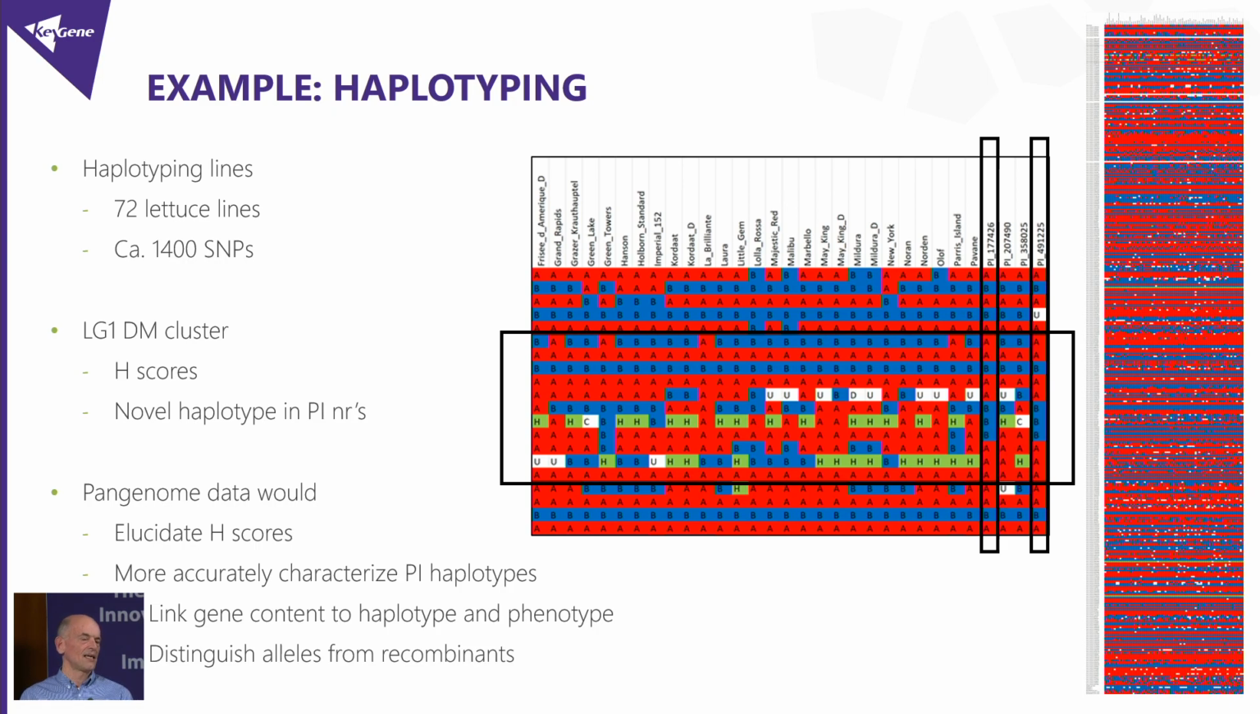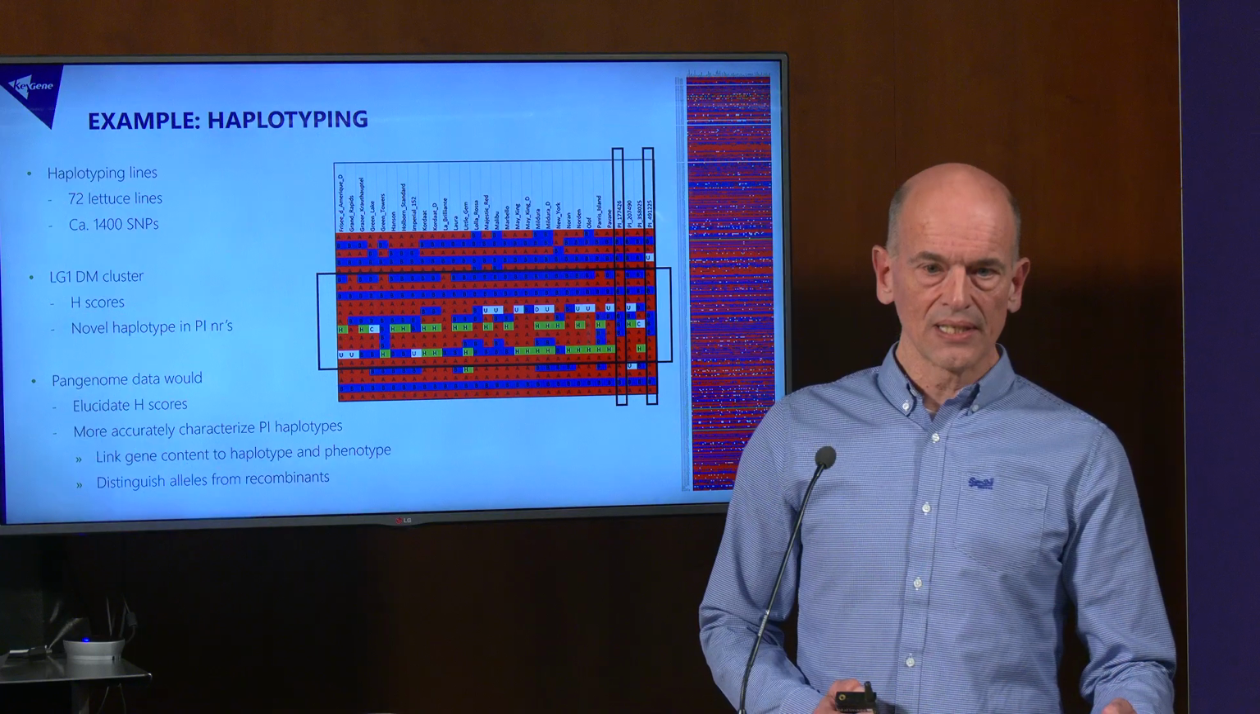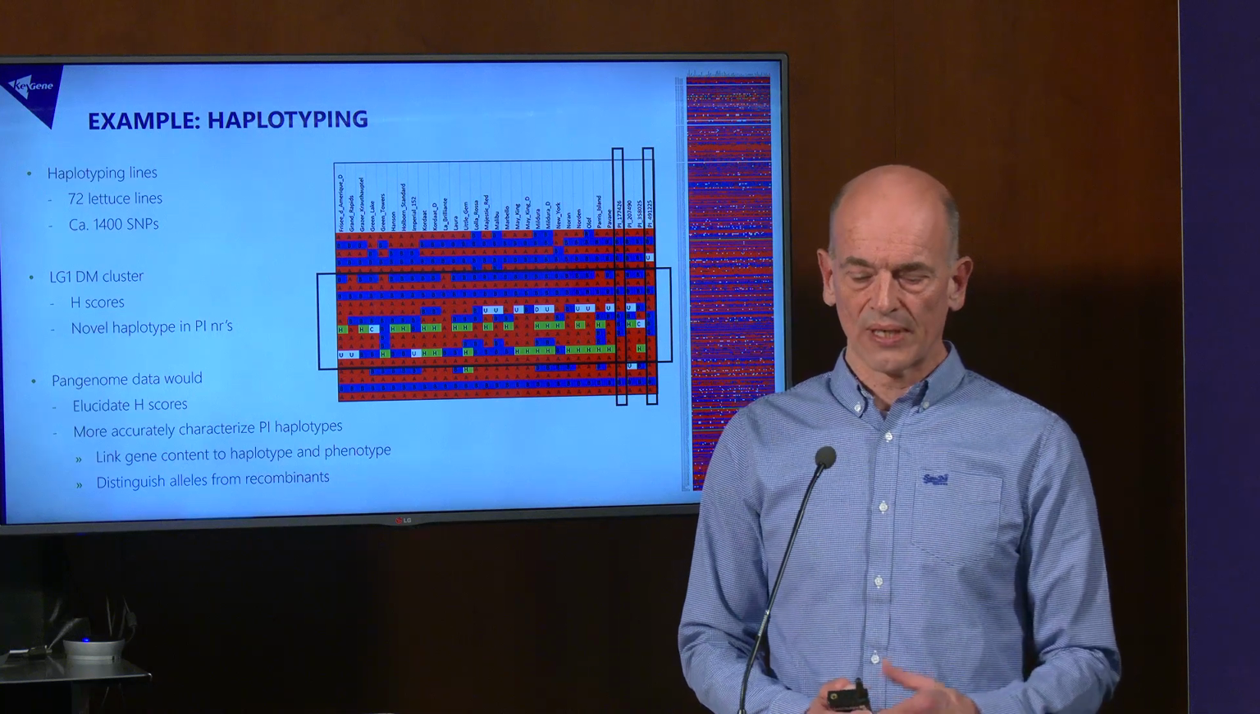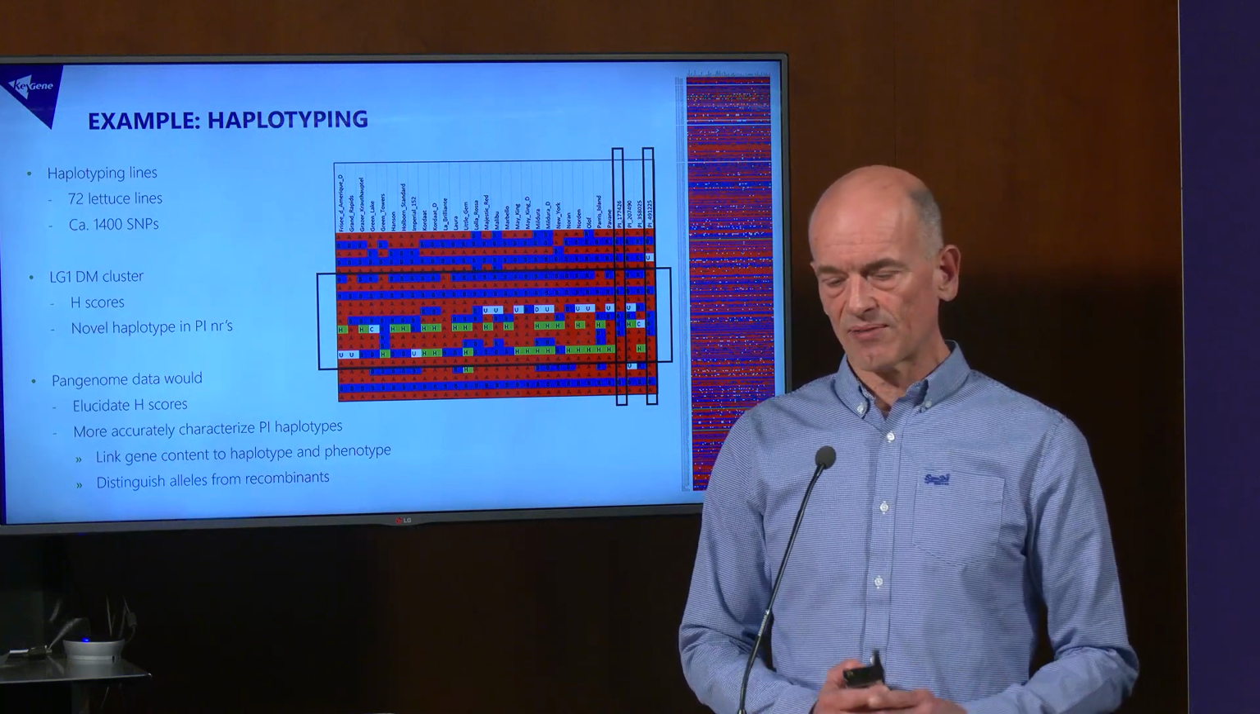Well, if I had a pangenome of all these accessions, I could on one hand elucidate my H-scores, because they probably or possibly are the cause of gene duplications. But I could also more accurately look at the genes underlying my haplotypes. And thereby I could distinguish for the haplotypes in the two accessions on the right whether they are true alleles of genes, or whether they are caused by a recombination between one allele and the other. So they do have the same gene content.